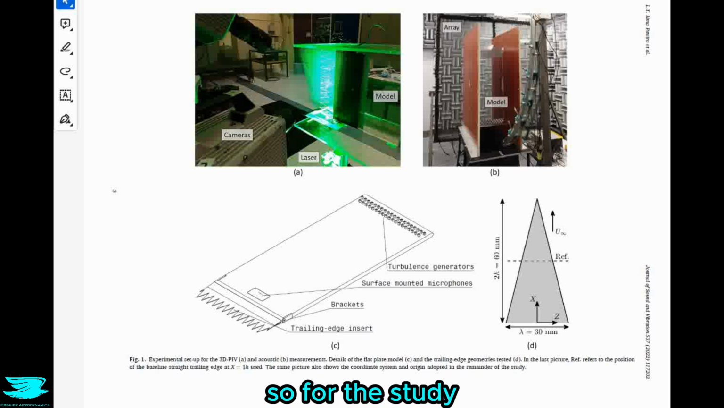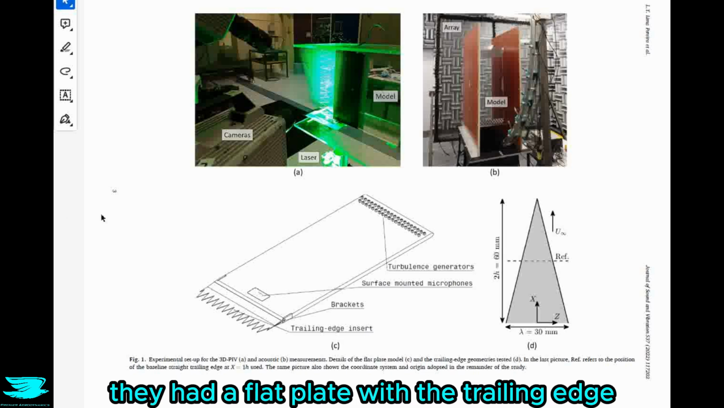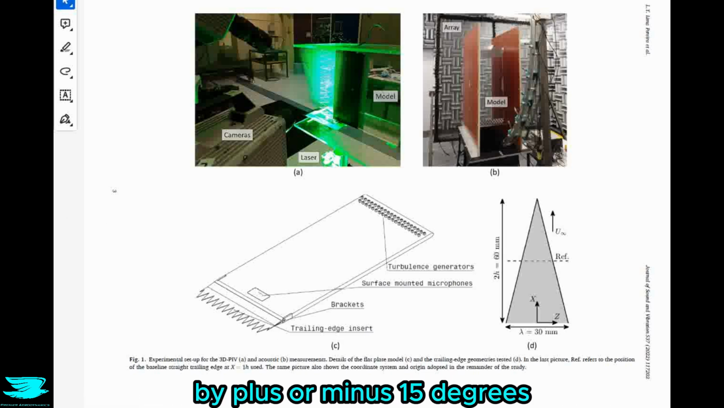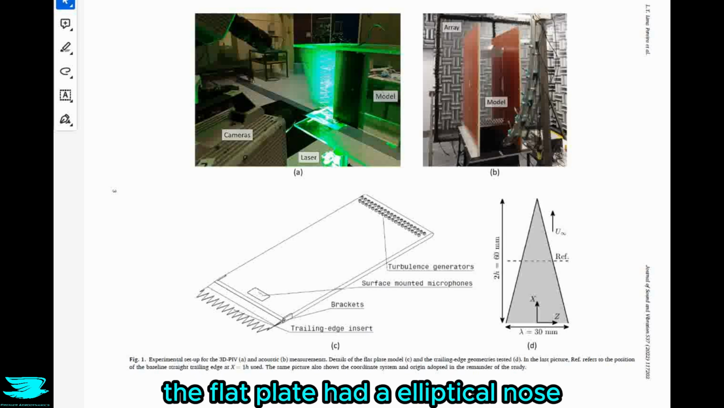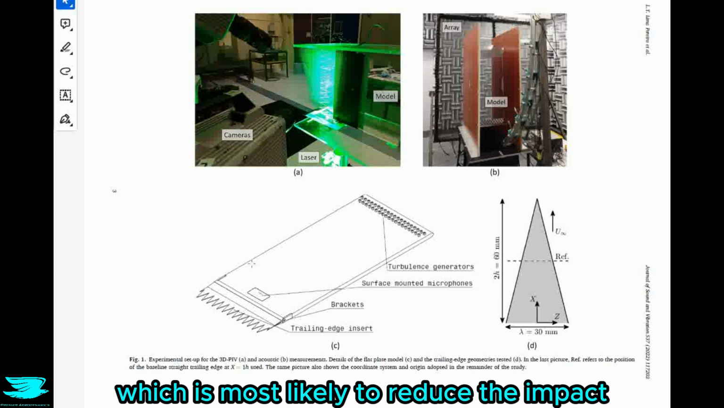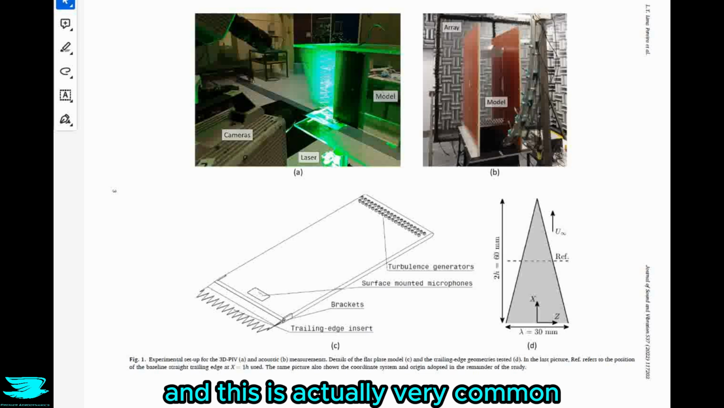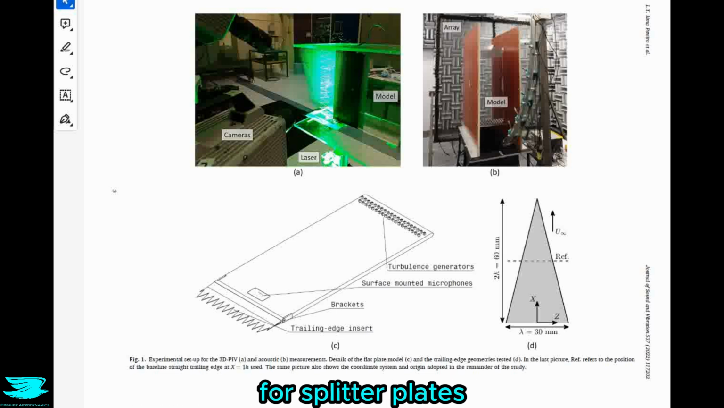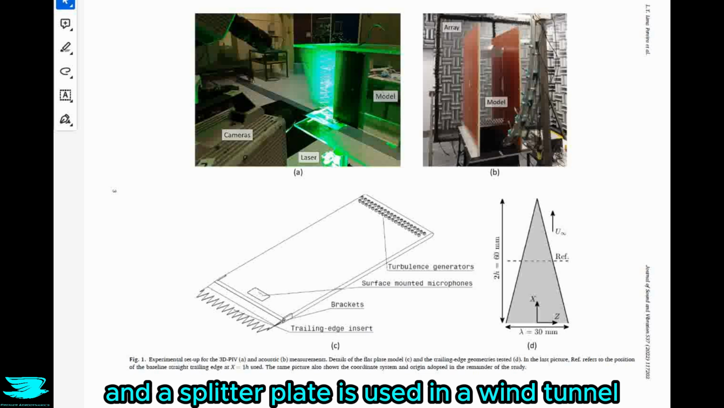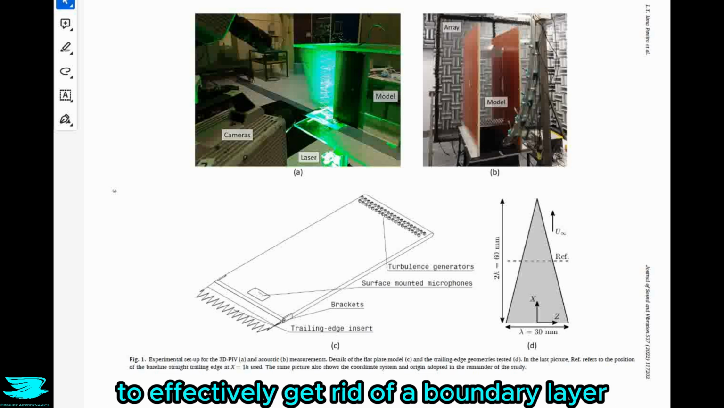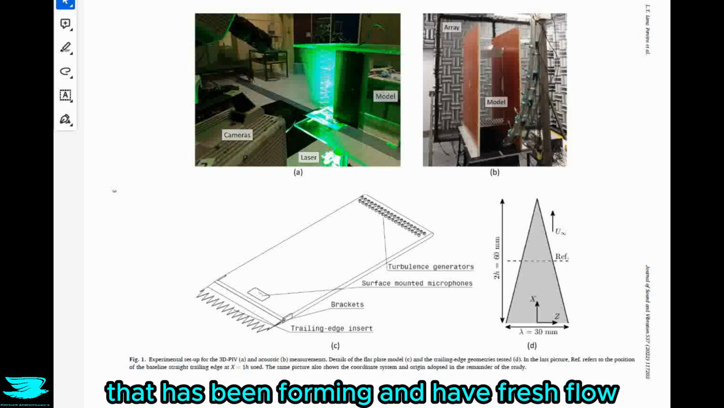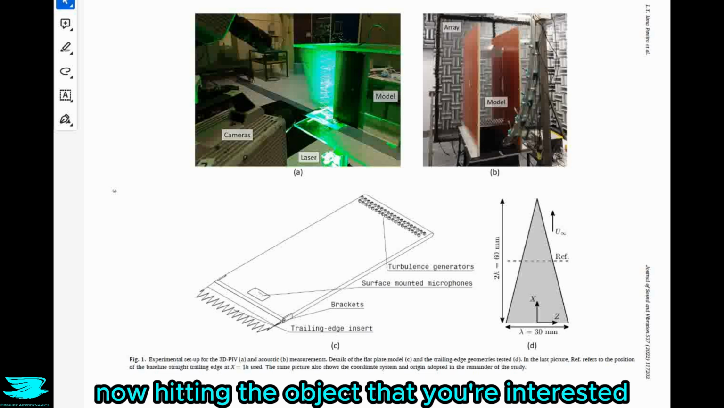So for this study, they had a flat plate with the trailing edge able to deflect up or down by plus or minus 15 degrees. The flat plate had an elliptical nose, which is most likely to reduce the impact that the start of the flat plate has on the air flowing around it. And this is actually very common to have a nose with this elliptical shape for splitter plates. And a splitter plate is used in a wind tunnel to effectively get rid of a boundary layer that has been forming and have a fresh flow now hitting the object that you're interested in.